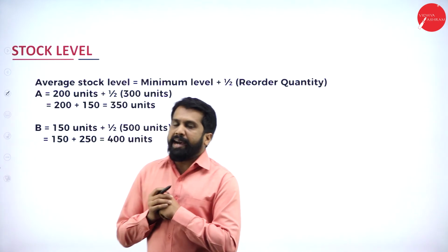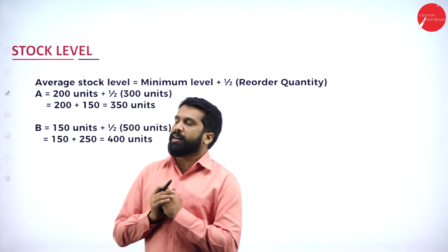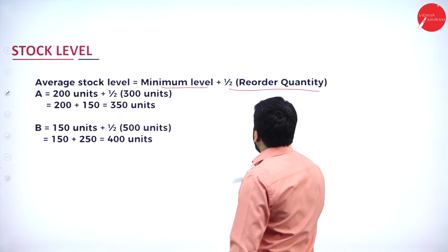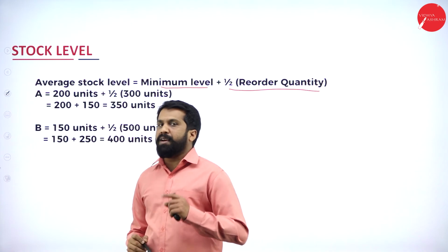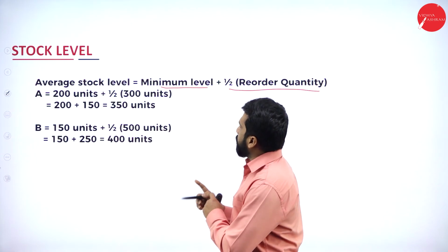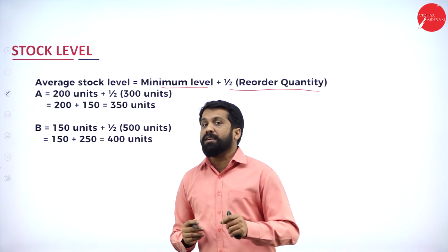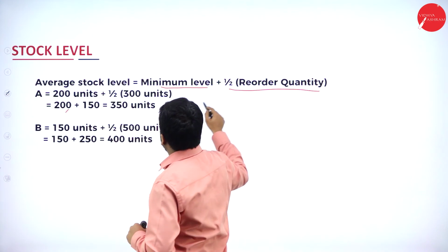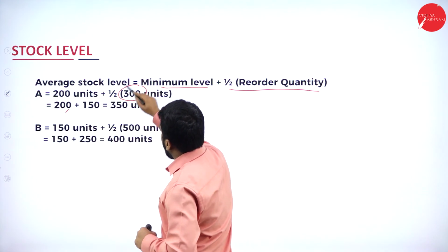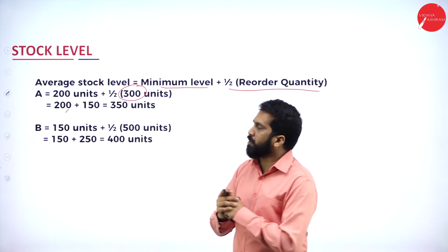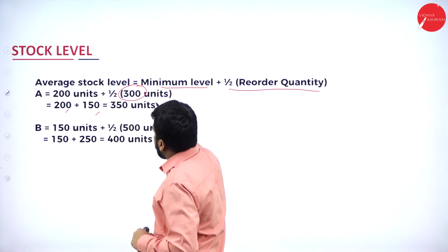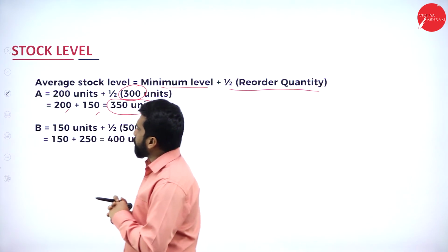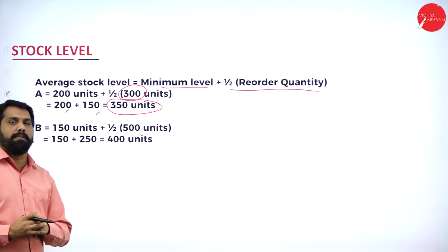Average stock level, a very small formula. Average stock level is equal to minimum stock level plus half of the reorder quantity. Again, I'll repeat. Average stock level is equal to minimum stock level plus half of the reorder quantity. Minimum stock level, already you got the answer, 200, plus half of your reorder quantity. Half of 300, how much? 150. Now, 200 plus 150, your answer is 350. Done? Yes. Now, the last part of your question, we will do it for B.